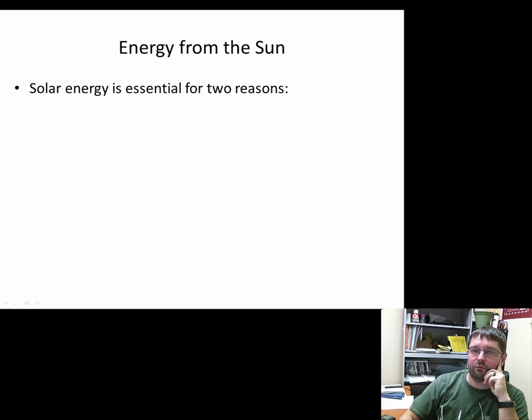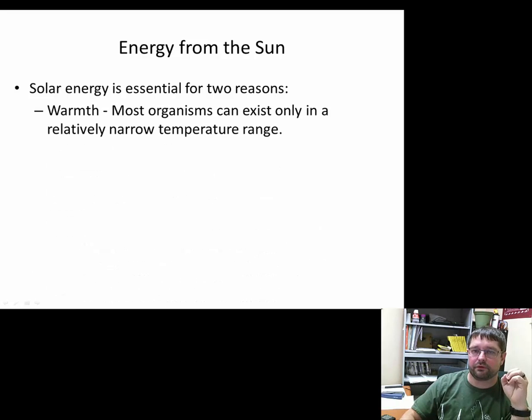But the one we really want to talk about right now is energy from the sun, because that's driving most terrestrial systems. That's where people live, and that's the energy we know the most about. It's the energy that we utilize most often. So solar energy is really important, and I already kind of hit on this.